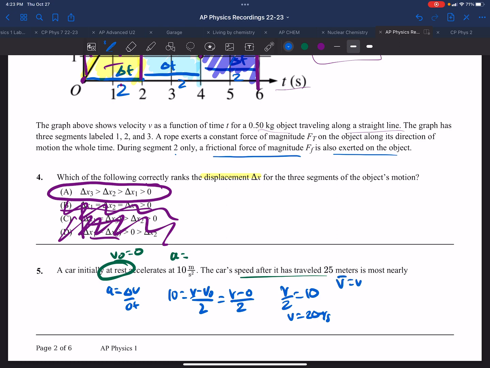And the average velocity is v plus v0 over 2. The final velocity is 20 and the initial velocity is 0, so we have 20 over 2. That's the average velocity is 10. Using average velocity again, delta x over delta t, then delta x would be v bar delta t. So with an average velocity of 10 and a delta x of 25, then delta t would be 2.5 seconds.